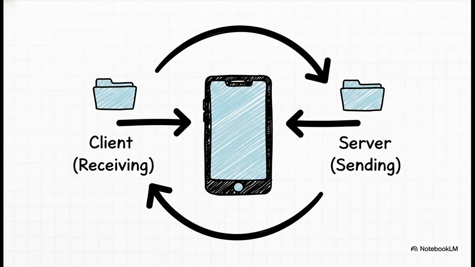And here's the really key thing to understand. These roles aren't permanent. A device isn't always a client or always a server. The very same phone that was a client when it received a file becomes a server the moment it sends one. It's all about what action it's performing in that specific conversation, asking or providing.